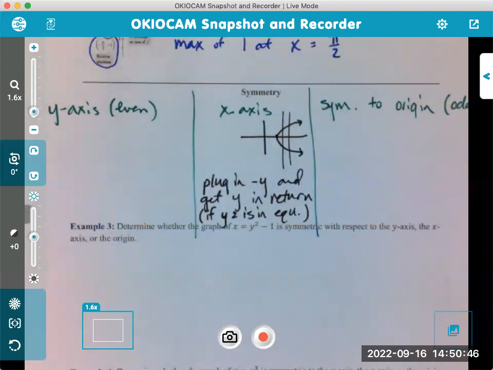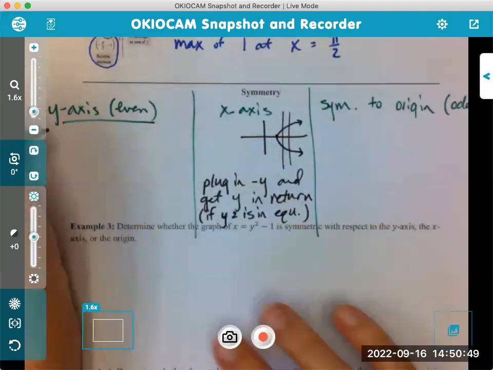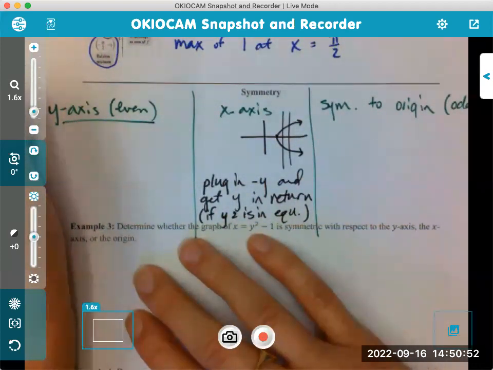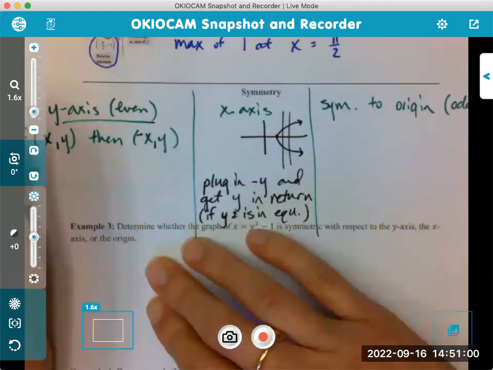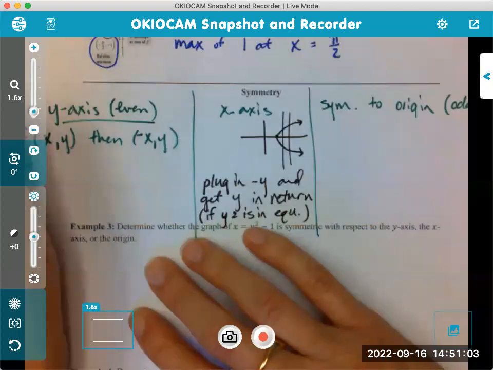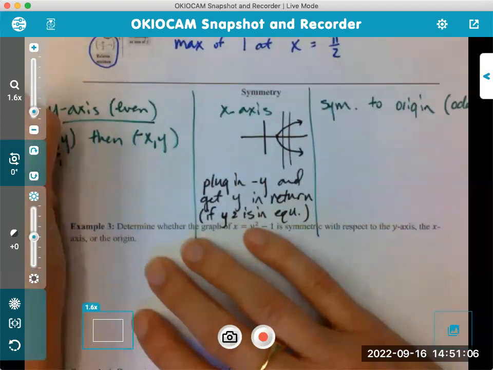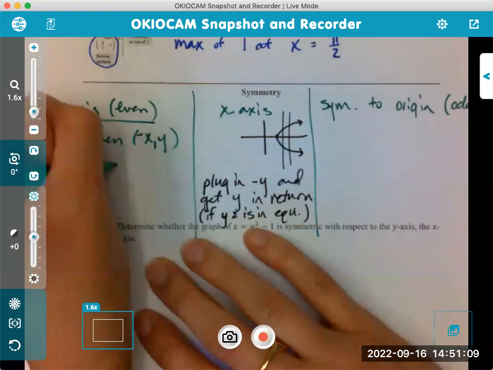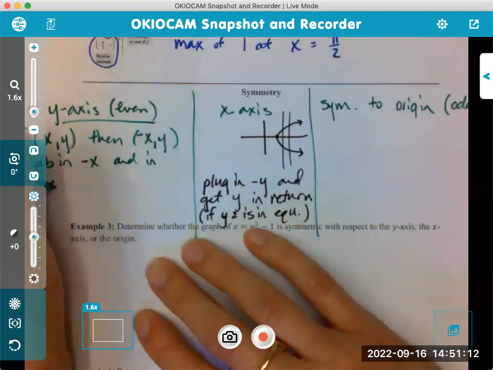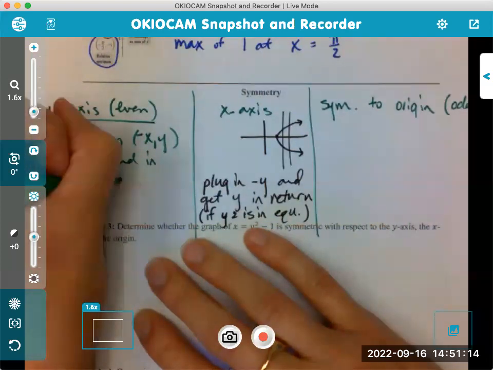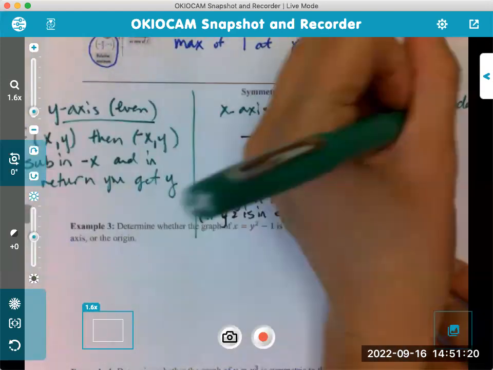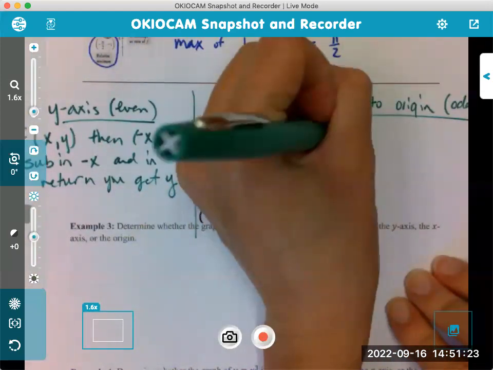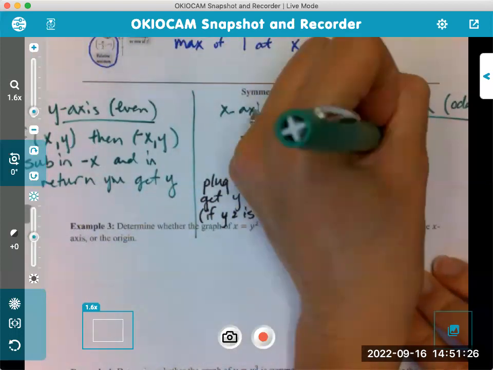So popping back over to the y-axis symmetry, it's even. We already talked about that if (x, y) is on the graph, then (negative x, y) is on that graph, okay? So how we test algebraically is you sub in negative x, and in return, you get just y.